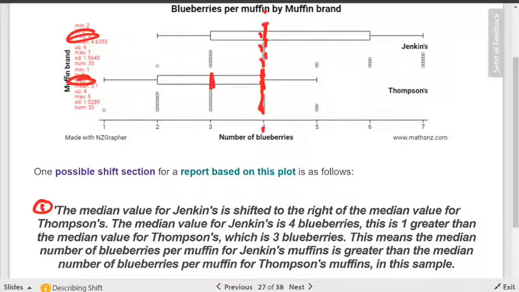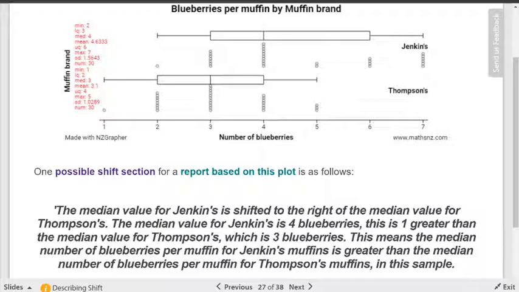Right? So here you go. We need median value. We need for whom. We need how much it is. We need greater than or less than if it's the shift in the other direction. Median value, for whom, and how many. So that's the numerical evidence. And then finally, the last thing is you must relate it back to the context.